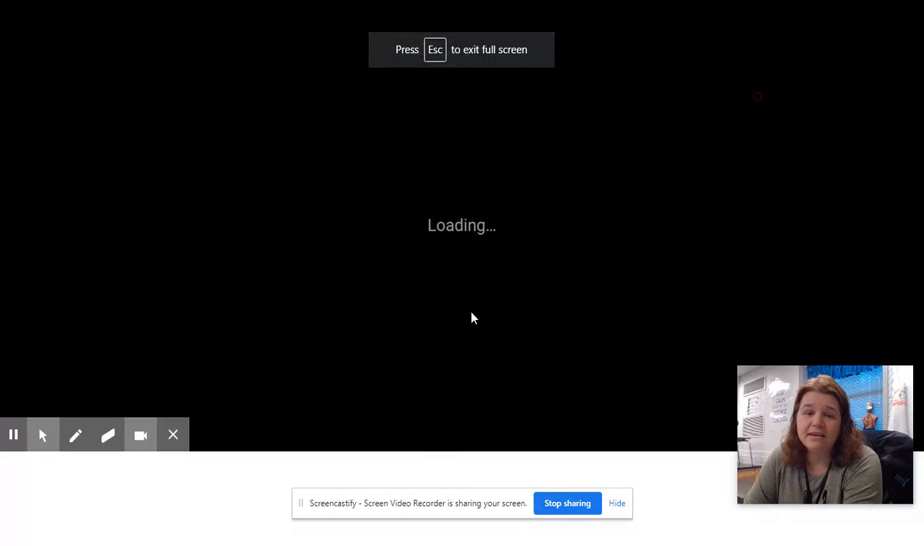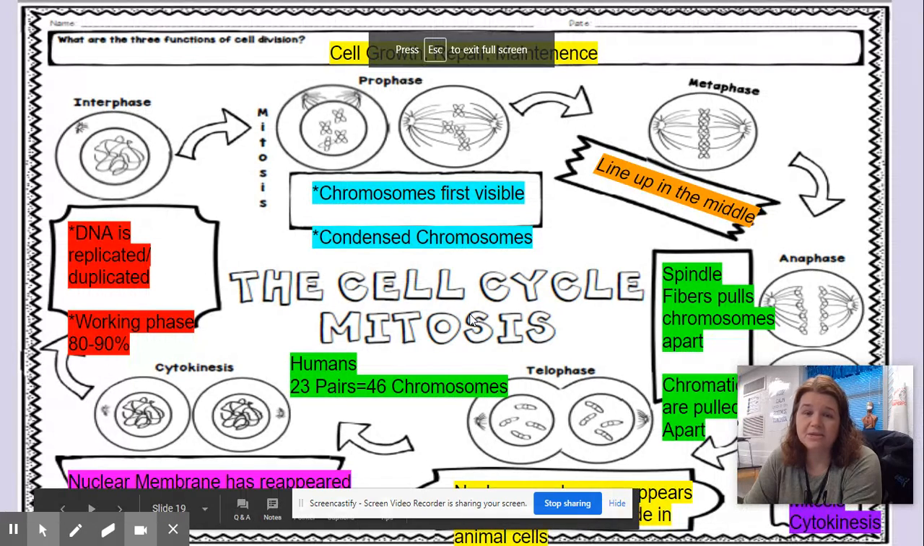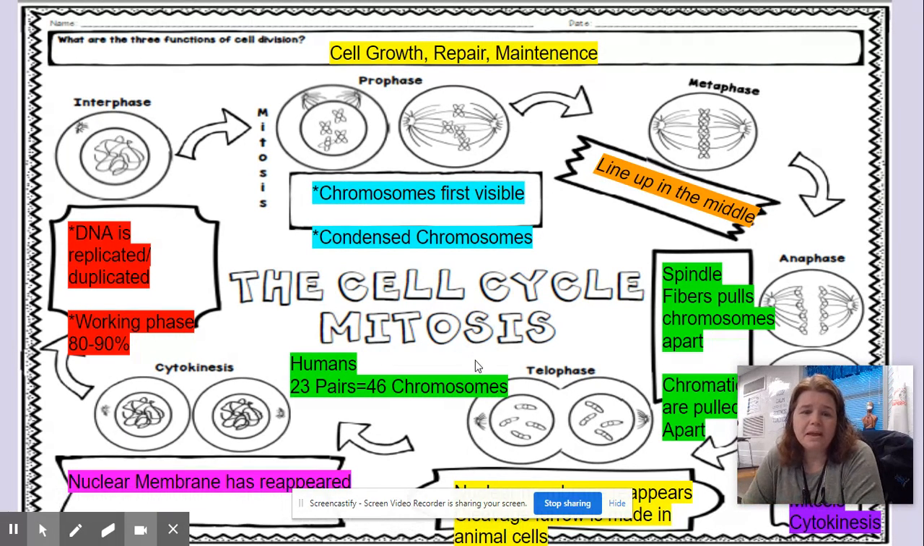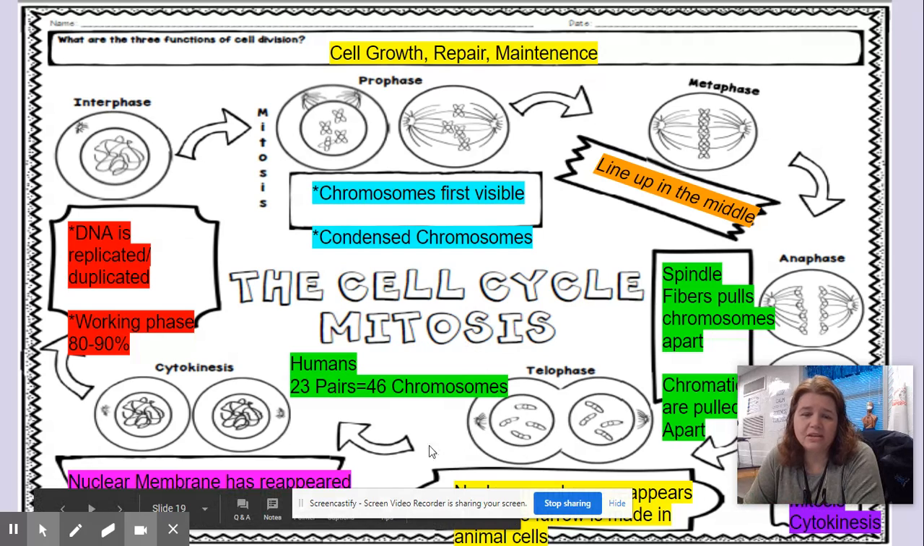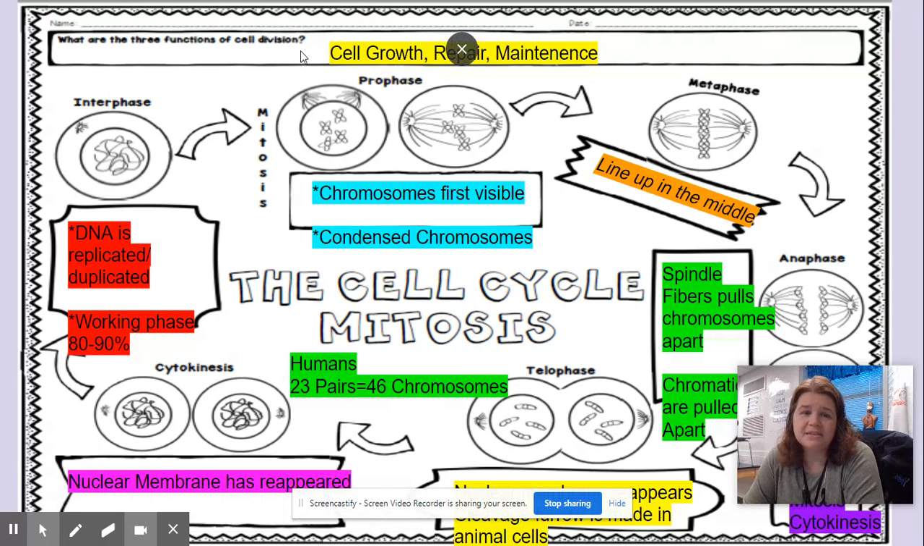If you can see on this note sheet, and this page was in our packet that I gave you last week, I want you to go through here and look at these notes. The functions of cell division: cell growth, repair, and maintenance. Interphase, it's where that DNA replicates and duplicates. It's where that cell is working. That's most of the time a cell is in interphase. Towards the end of interphase, that DNA replicates. It's going to prepare for prophase to go into mitosis.